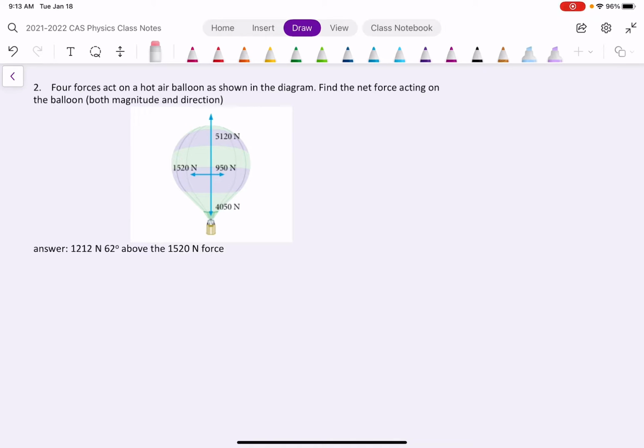So the best way to approach this question is to assign a positive and a negative to the vertical, and a positive and a negative to the horizontal. And then we're just going to find the net force. Basically the vertical becomes the y, and the horizontal is the x. And we're going to think about this in terms of finding the net force along the x direction. And that's simply going to be the forces along the x direction.